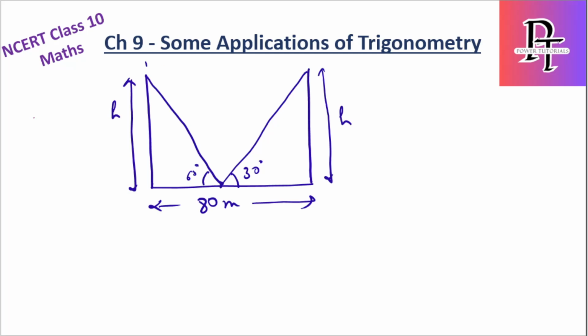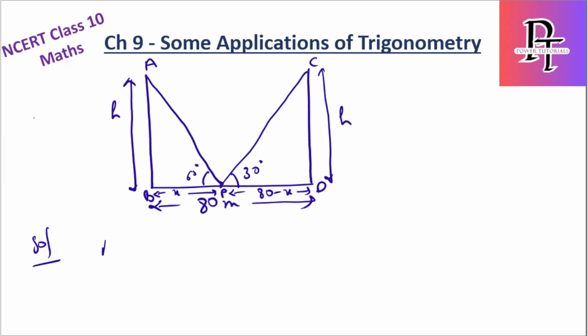Let's mark points to distinguish properly. Let's suppose AB is pole 1 and CD is pole 2, and let's suppose this point is P. As the total is 80, I will assume this as x, so that the other will become 80 minus x. So let's start the solution.